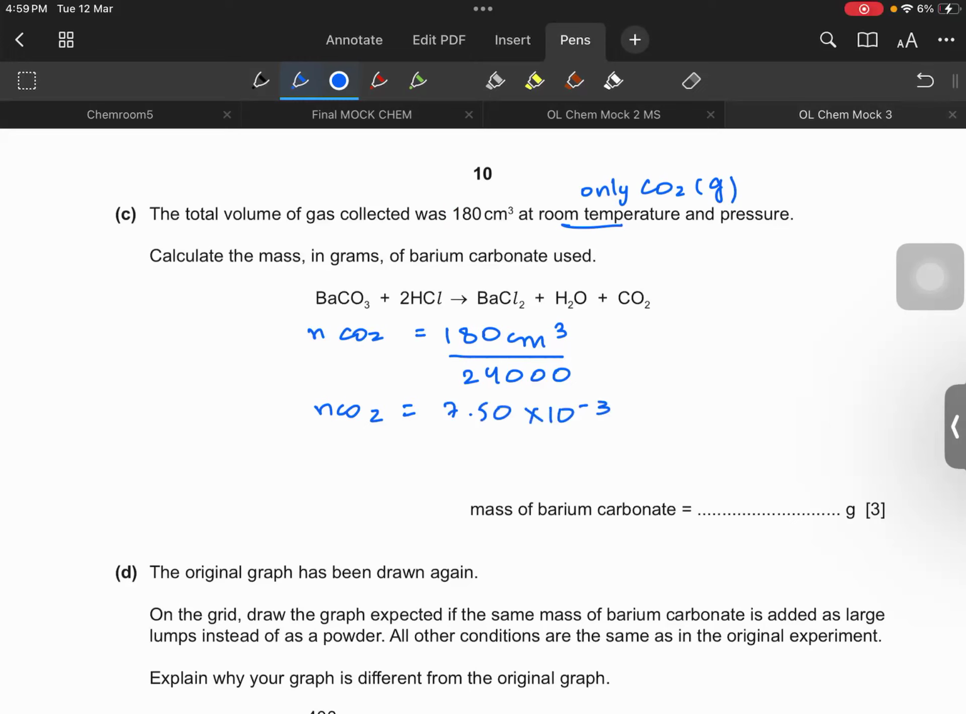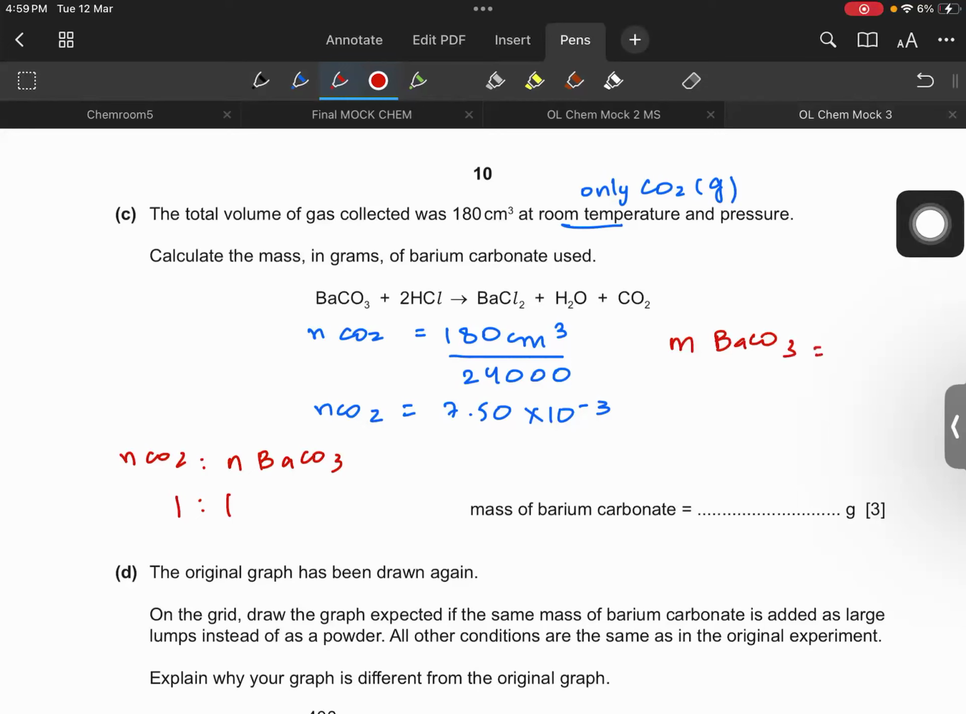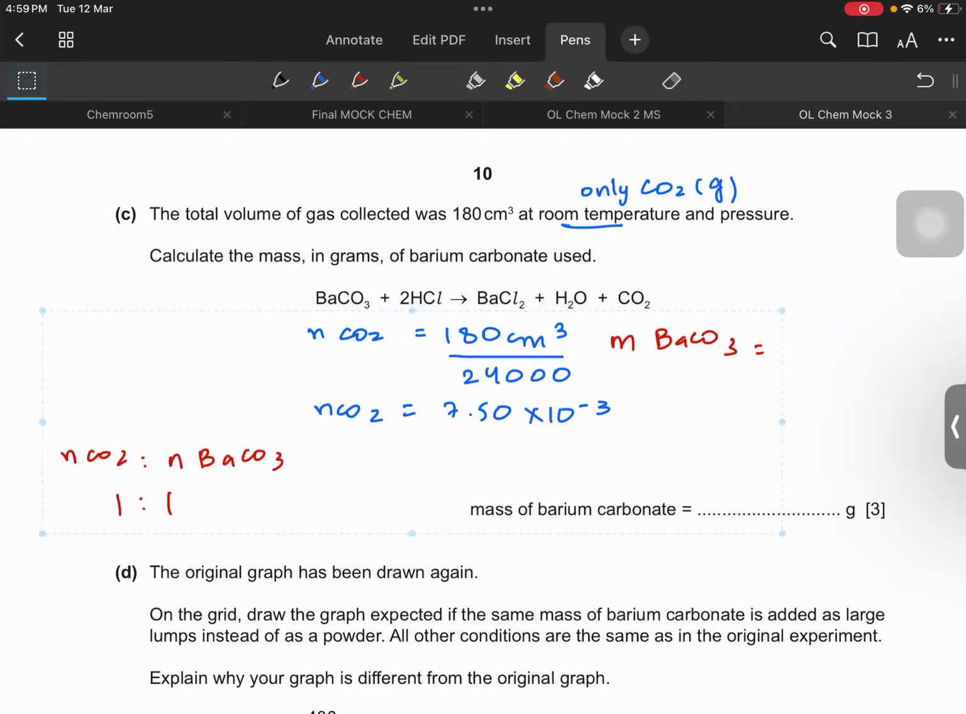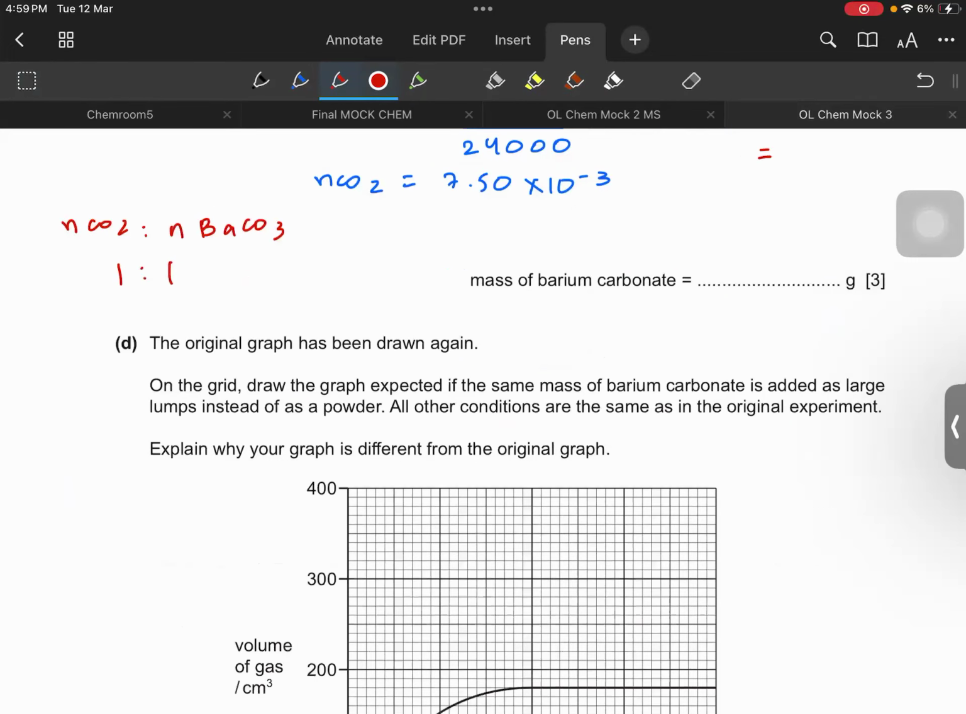The mole ratio is 1:1. Moles of carbon dioxide and moles of barium carbonate have the same ratio, so they are the same. Now, mass of barium carbonate, how do we find it? Mass over Mr, so we need the Mr. Mole times Mr. What is Ba? Barium. Let's go to the periodic table. It is 137.